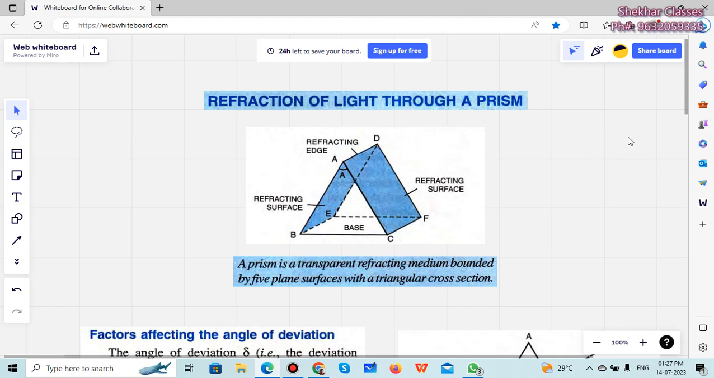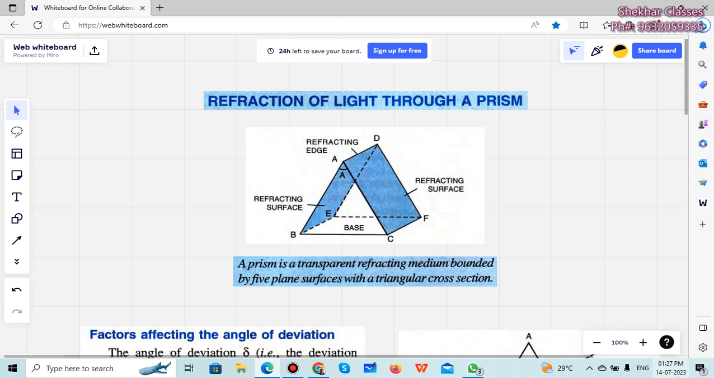Refraction of light through a prism. We will try to go through it in detail and understand the formulas and the angles involved: angle of deviation, angle of incidence, refraction, emergent, everything.